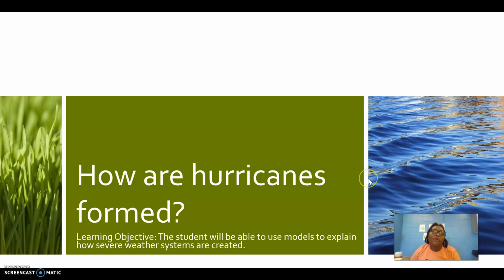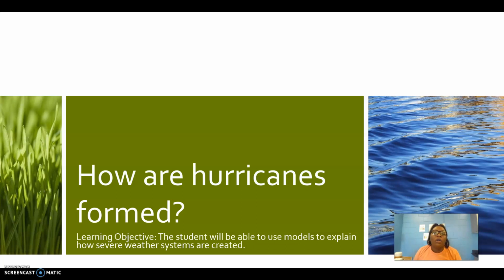Here is your pre-recorded lesson as we delve deeper into talking about severe weather systems. We want to remember that there are three types of severe weather systems that we need to know about as sixth grade meteorologists in South Carolina, and those are tornadoes, hurricanes, and thunderstorms.